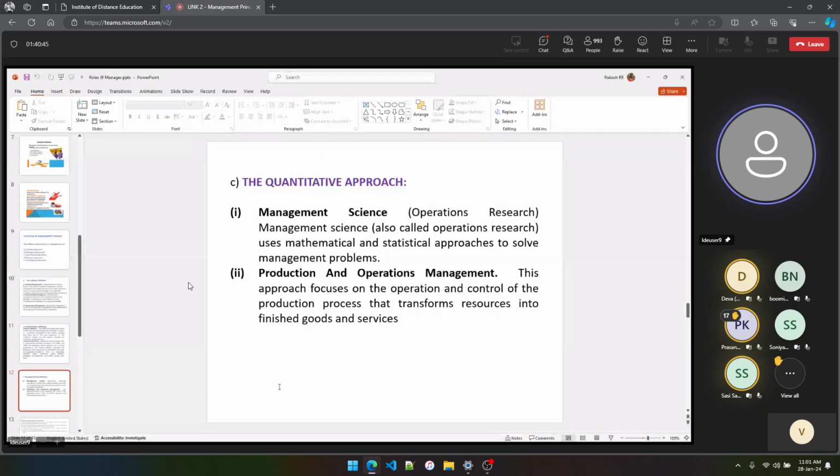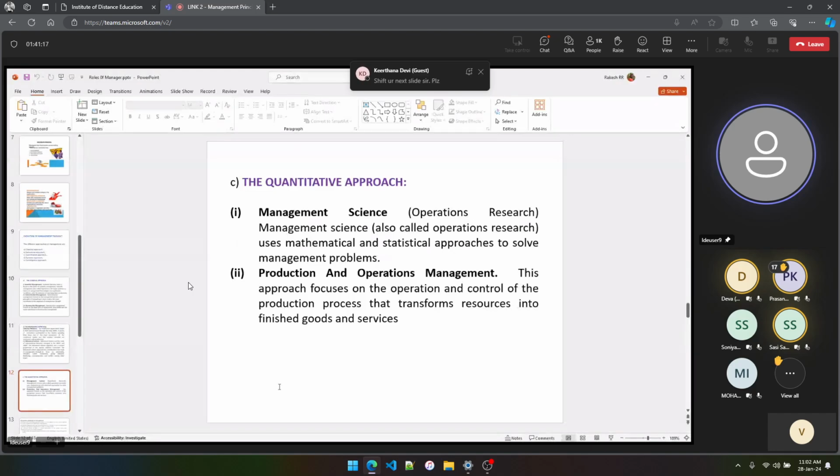Quantitative approach. Management science, operations research. Management science, also called operations research, uses mathematical and statistical approaches to solve management problems. This particular approach is very widely used in larger organizations. They deal with numbers. They use statistics to take decisions. They use the numbers to take the decision and to direct the overall operations of the company. They do a lot of operations research.